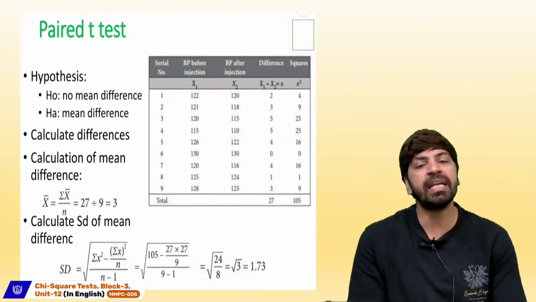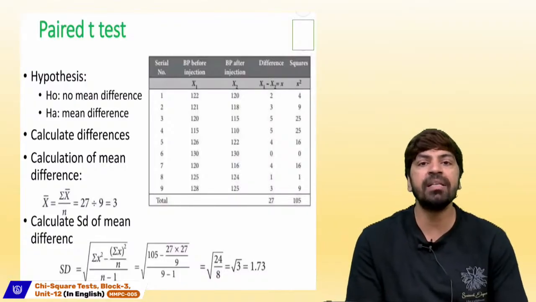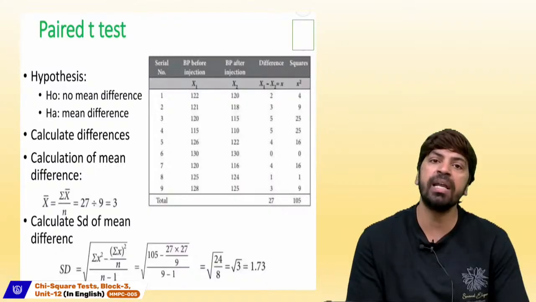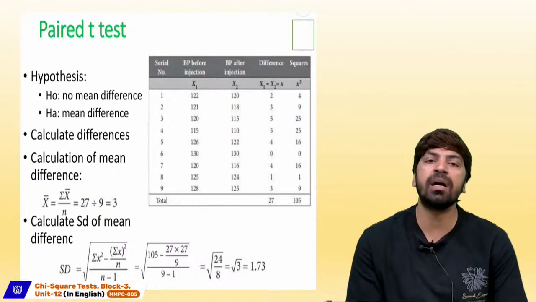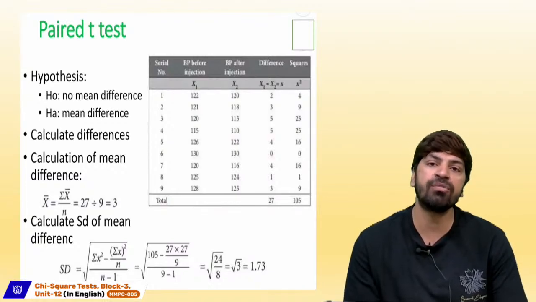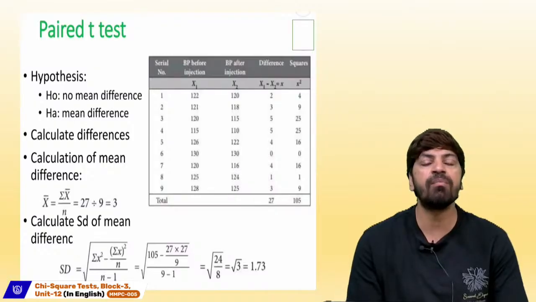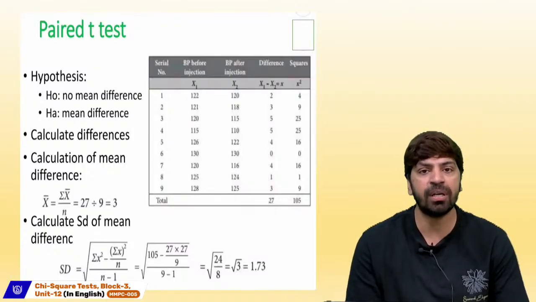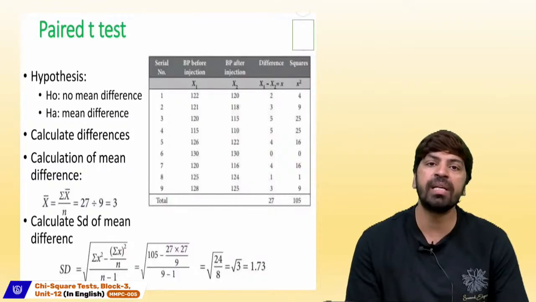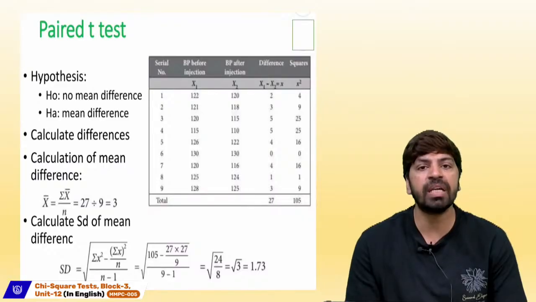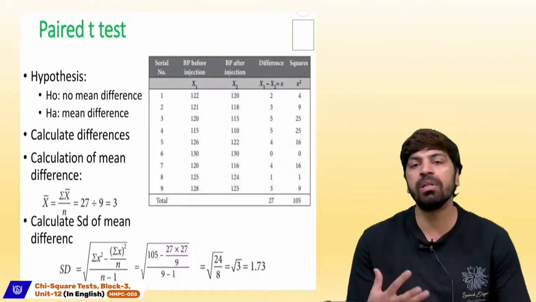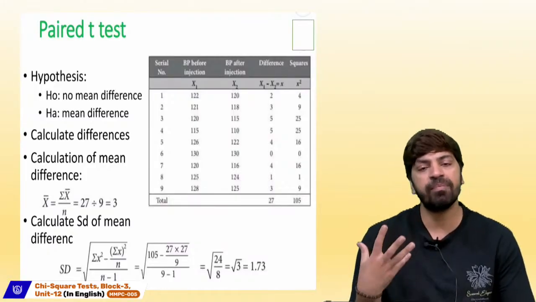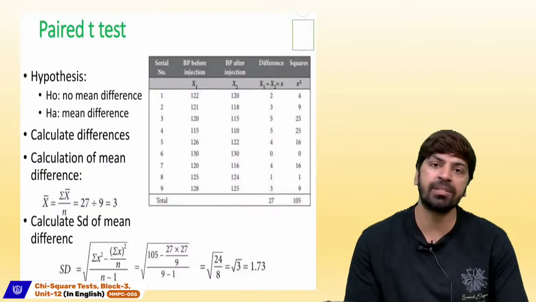So the second step is to calculate the differences between X1 and X2. Once we calculate the values: 122 minus 122 is 0, 121 minus 118 is 3, 120 minus 115 is 5, 115 minus 110 is 5, and so on. That is called the differences between the variables X1 and X2.